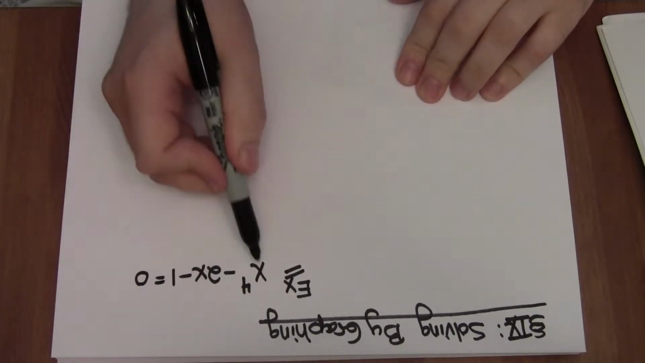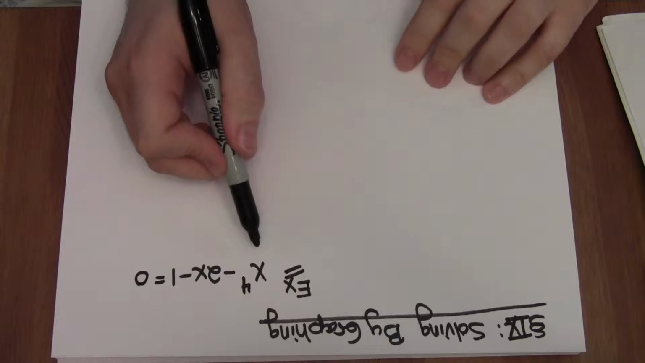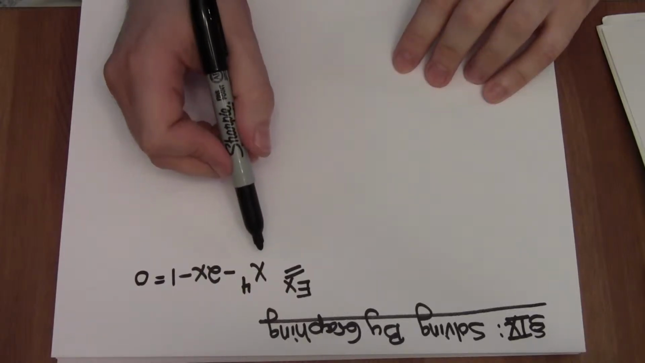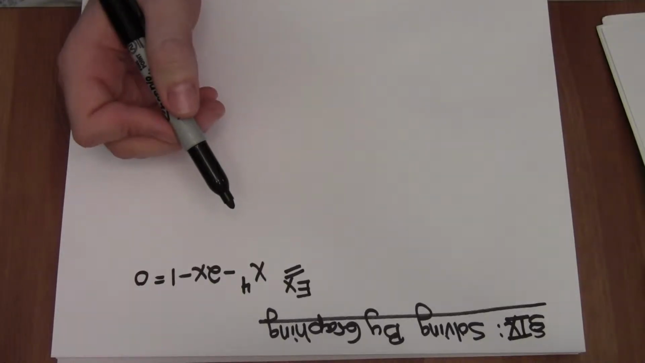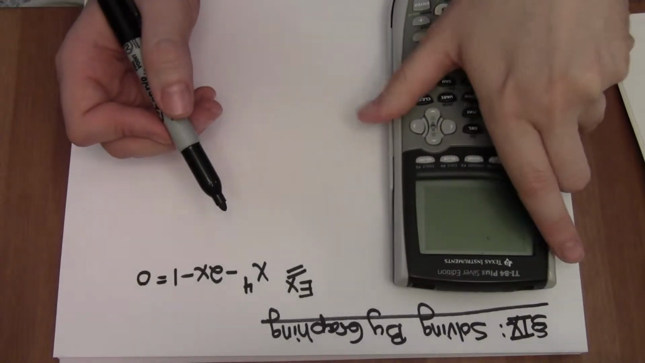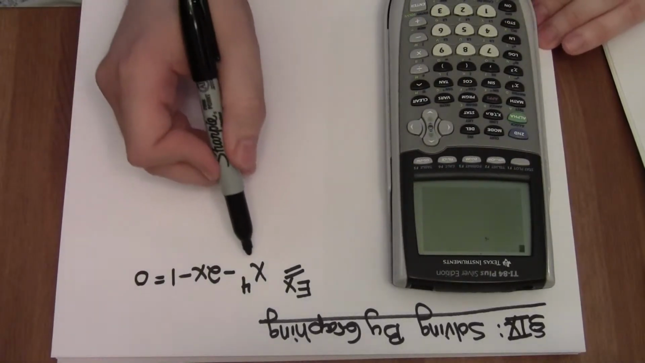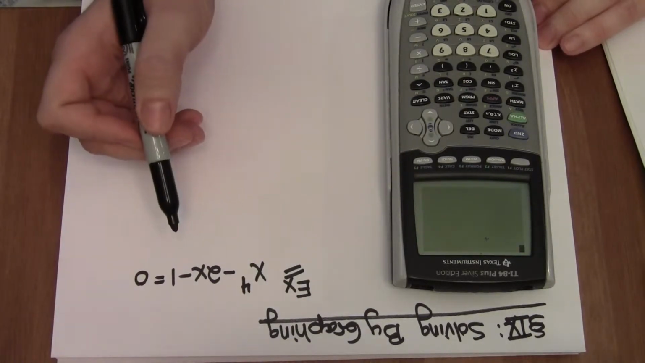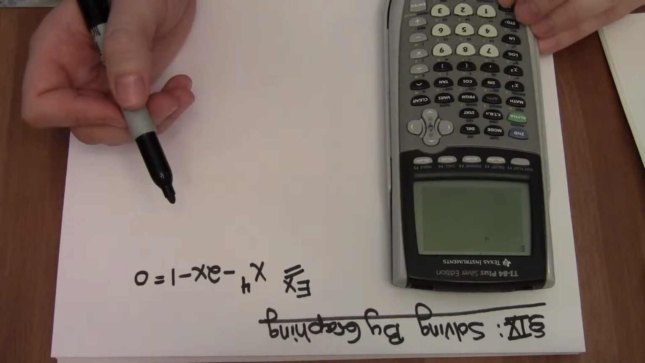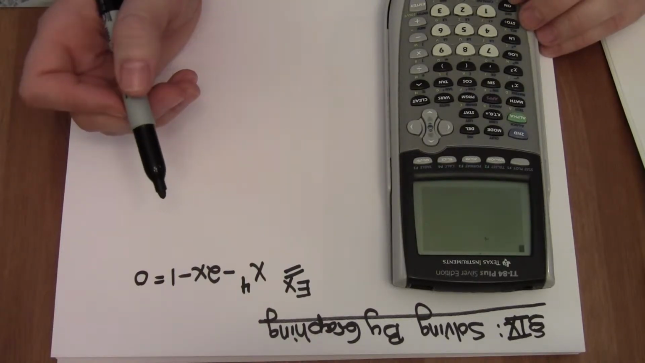There's nothing obvious that I can factor over here. I might be able to use the rational root theorem that you saw last year in pre-calc, but let's see another method for dealing with this. Solving by graphing. What we need to do is graph the function y equals x to the fourth minus 2x minus 1, and then just find the x-coordinates of the x-intercepts, or the roots.